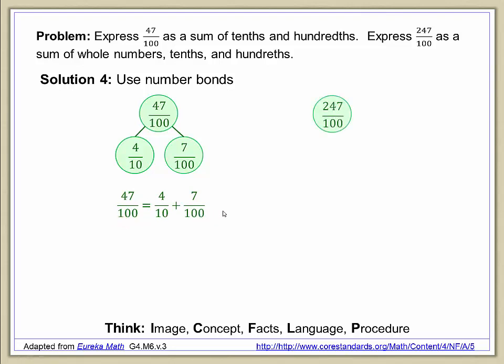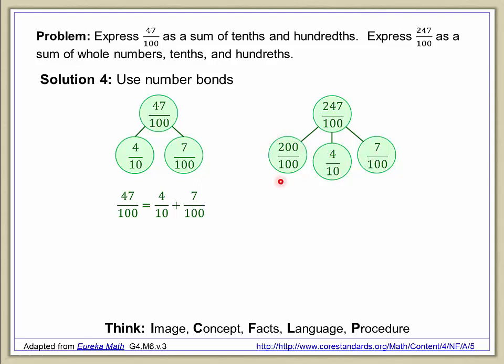We can take this one step further with the number 247/100ths. We're going to do the same thing, except now we have 3 place values in the numerator, a 200, a 40, and a 7. And like we did with whole numbers again, we'll break the numerators into 200 plus 40 plus 7, all of which are hundredths. So now we'll look at this, and as we did over here before, we can take the 40/100ths and change it to 4 tenths. So now we have tenths and hundredths.